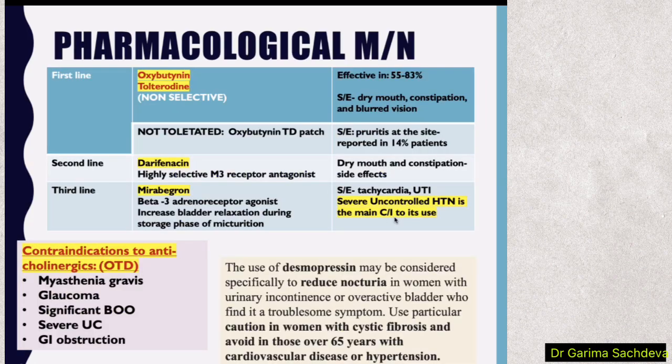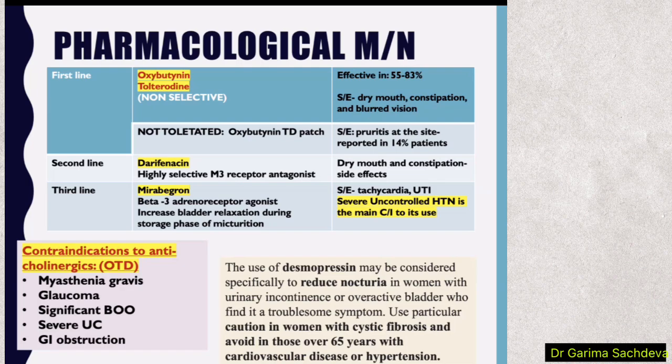So, medications now. First line medication: you give these non-selective anticholinergics, oxybutynin and tolterodine. They are effective in 55 to 83% of patients. The anticholinergic side effects are there: dry mouth, constipation, blurred vision. You tell them that although they'll be having these side effects, if they occur, that means these anticholinergics are working. But in case they are intolerable, you ask them to review back.